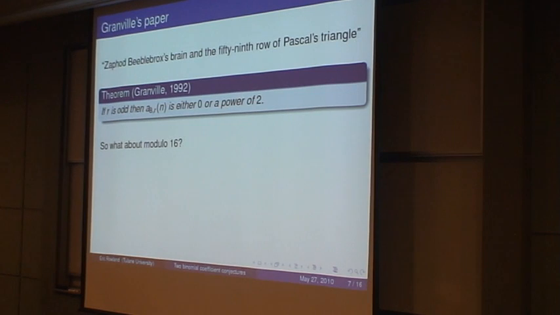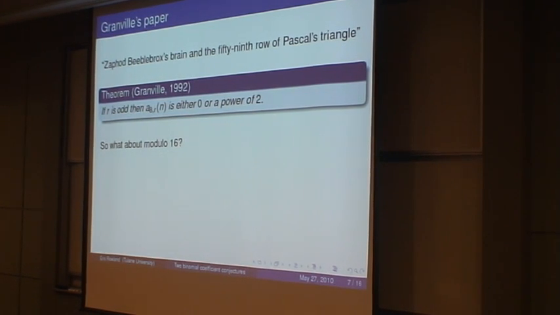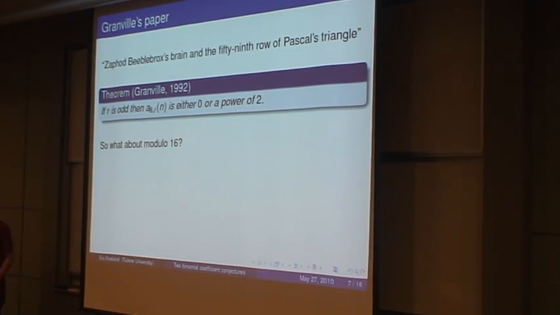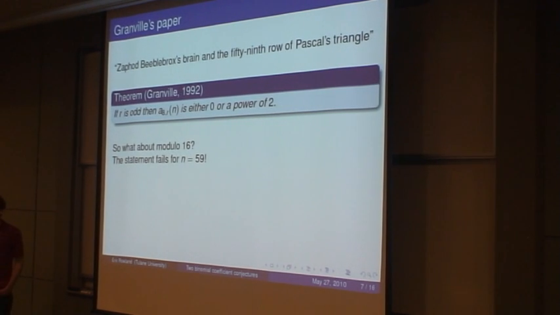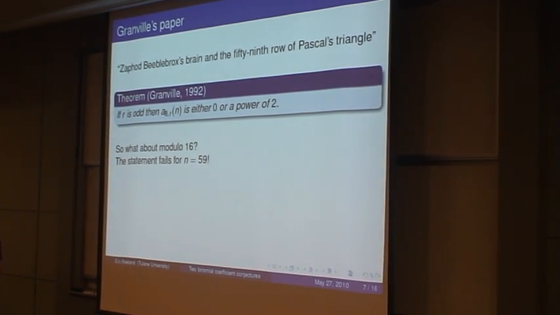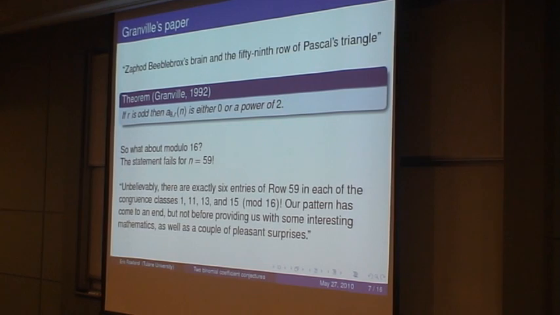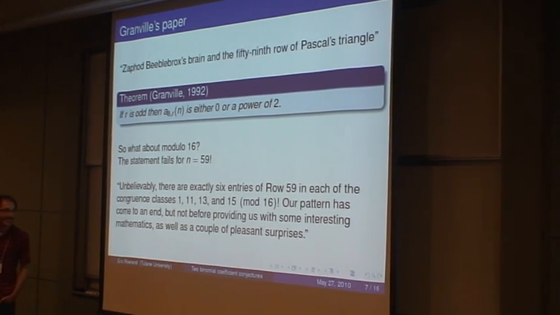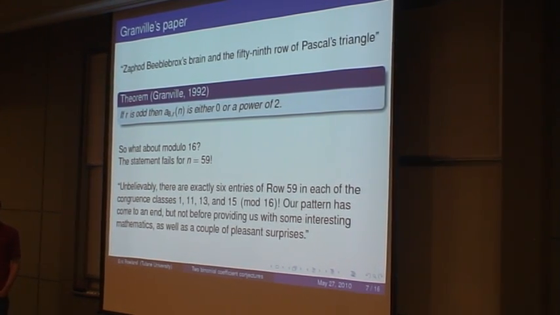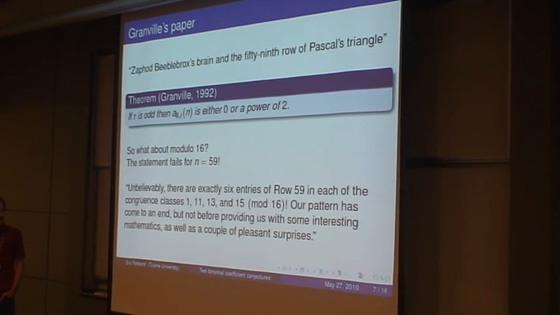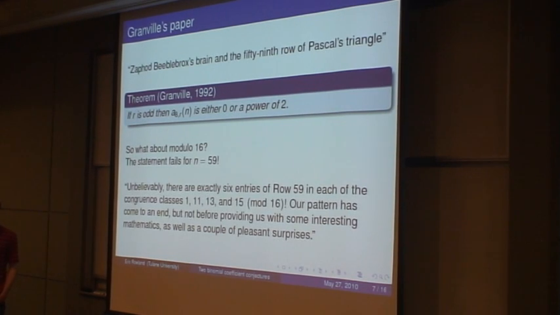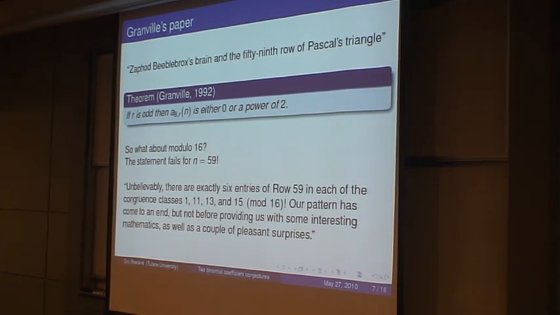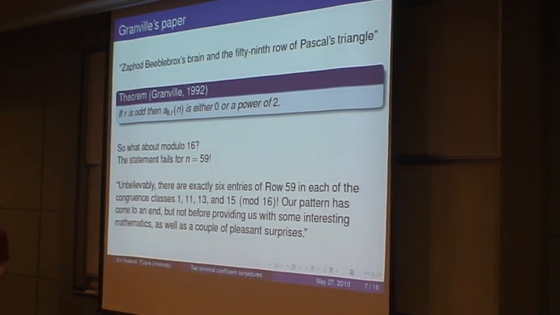So this sort of begs the question, what about modulo 16? Right? We've seen this for 2, 4, and 8. What about mod 16? And maybe you can guess where this is going to come from now. The statement does not hold modulo 16. So it first fails at row 59. And Granville writes, "Unbelievably, there are exactly 6 entries of row 59 in each of the congruence classes 1, 11, 13, and 15 modulo 16. Our pattern has come to an end, but not before providing us with some interesting mathematics as well as a couple of pleasant surprises." And the other odd residue classes also fail if you keep going.